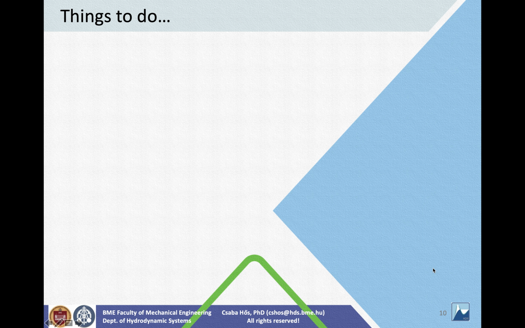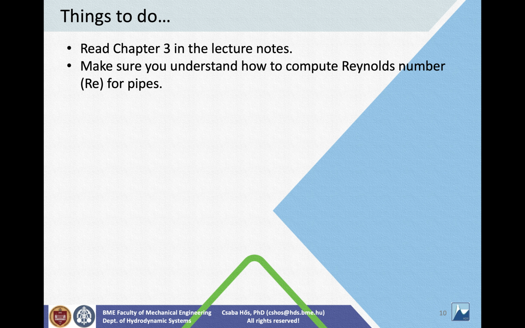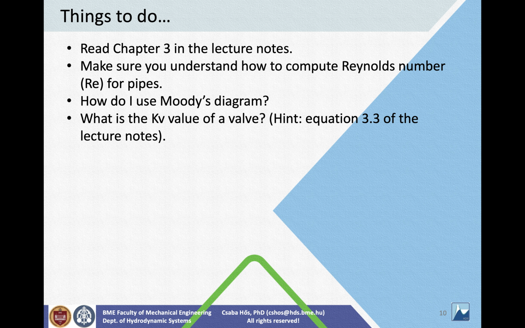There are some things to do for this week. First of all, please read carefully chapter 3 in the lecture notes. Essentially the same things are written there. Make sure that you understand how to compute the Reynolds number for pipes. This is very important. Make sure that you can use the Moody diagram. This is also important.